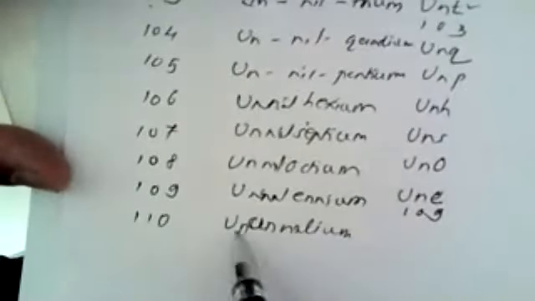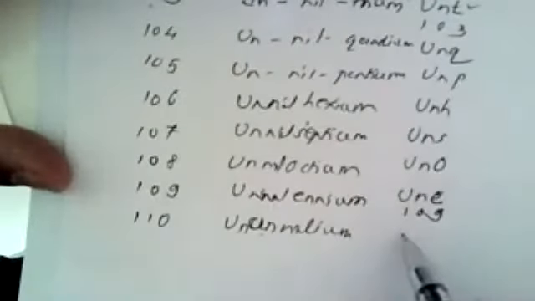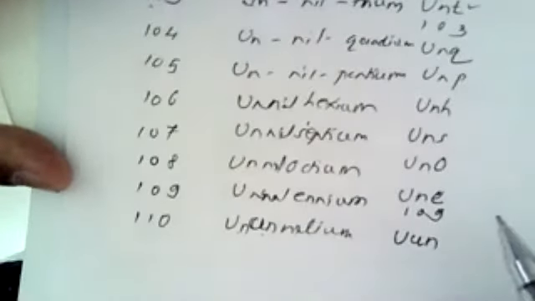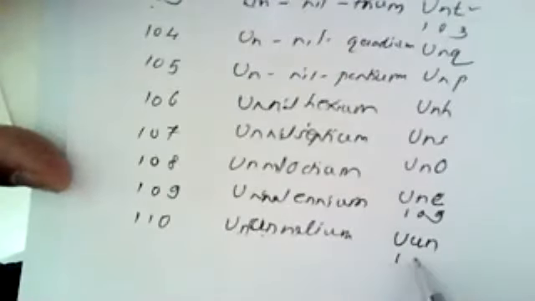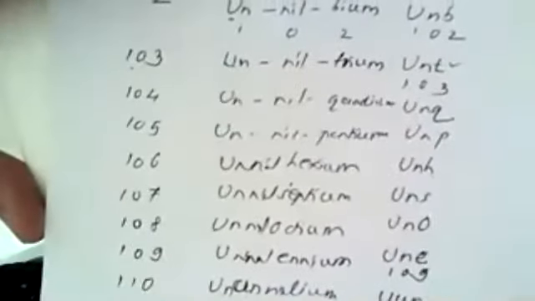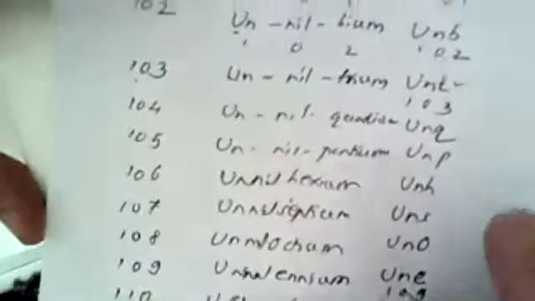110, it is nillium. So for digit 1, it is U. For digit 1, again it is U. And nillium is UUN. This is how we can write the names of any element having atomic number greater than 100. So this is very simple.